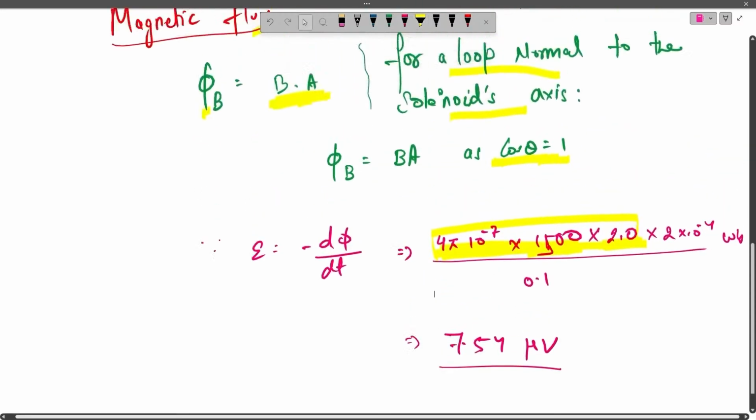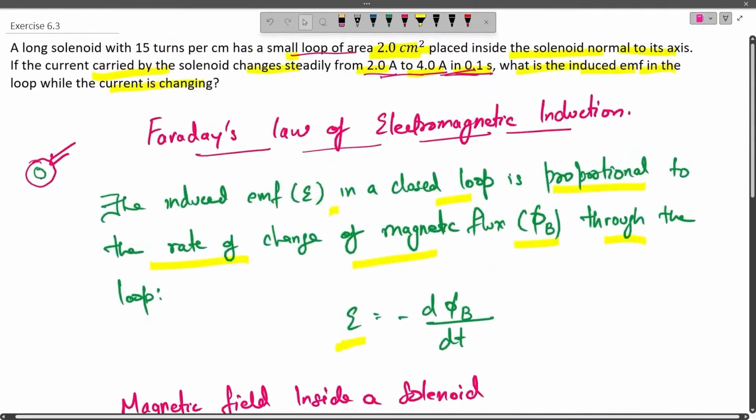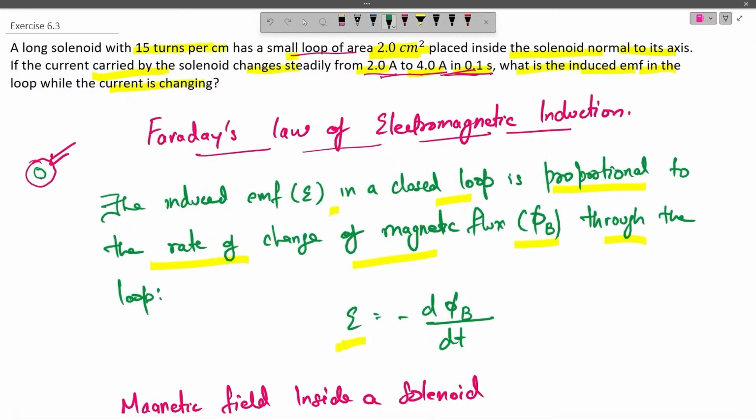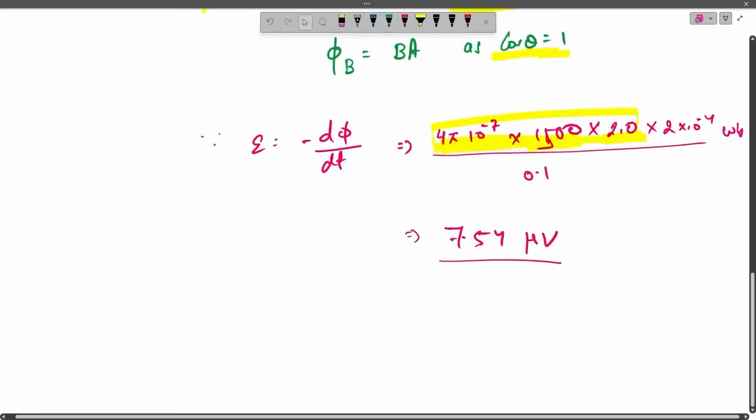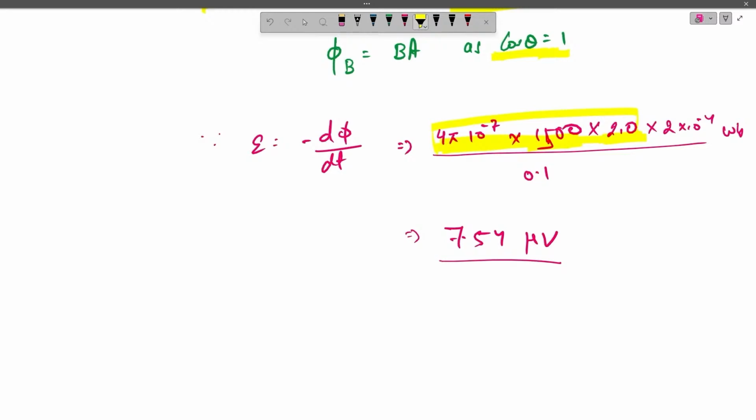So here 1500 comes from the data that has been given in the question, 15 turns per centimeter. Now if we turn this centimeter to meter, then we get 1 meter equals 100 centimeters, so we have to multiply it by 100, and we get 1500 turns. So that's how we got 1500, multiplied by the area of the coil, that is 2 into 10 to the power minus 4 meter squared, divided by the duration of time, that is 0.1 seconds. So here we will get 7.54 microvolt.